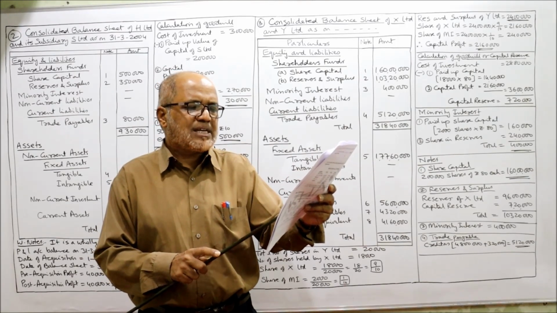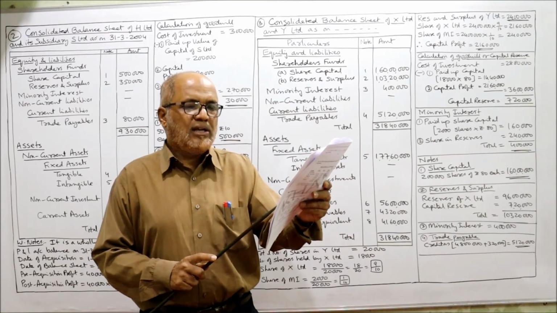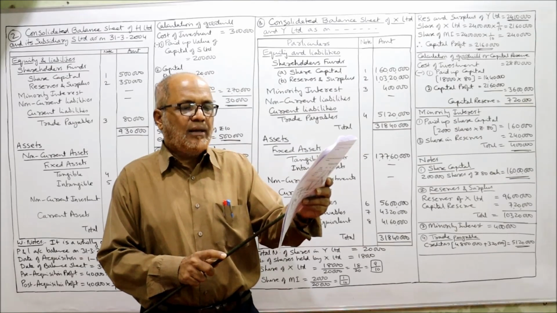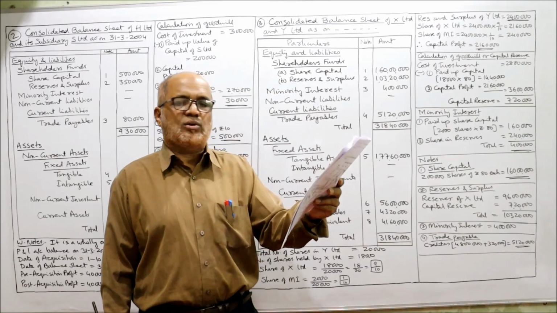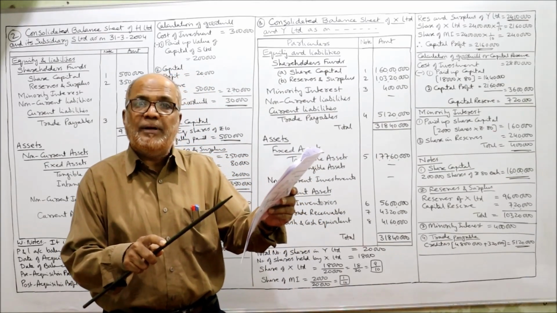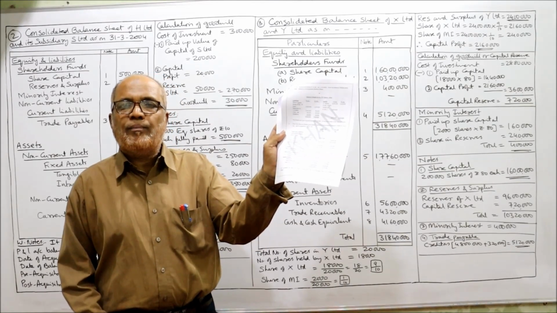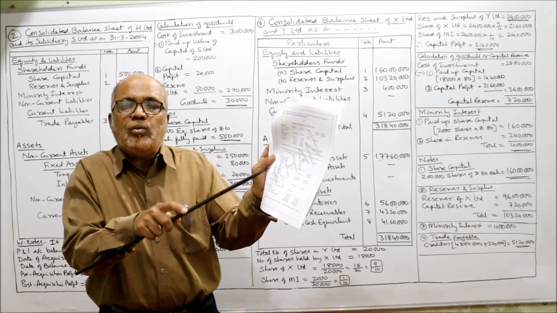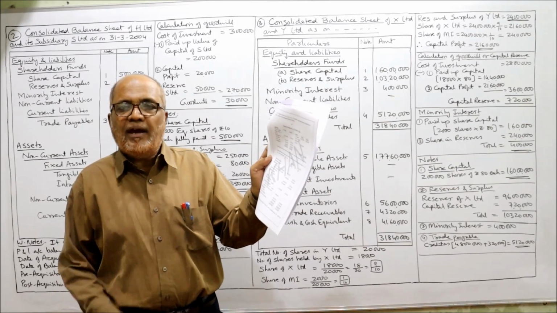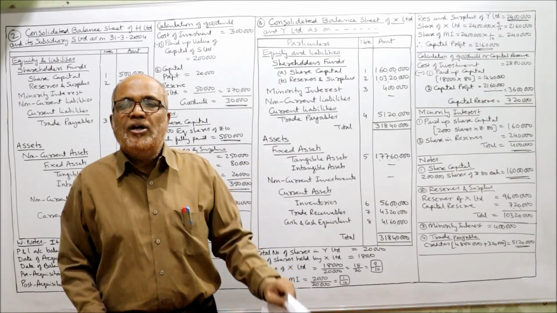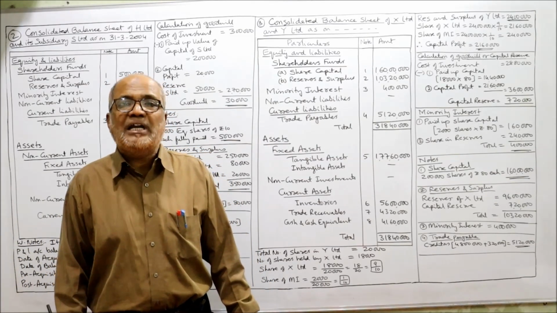Assets, non-current assets, fixed assets, tangible. Both the companies' tangible fixed assets we add up. Non-current investments. Now see here. Shares in Y Limited, 18,000 shares of rupees 80 each at cost, 28 lakh 20,000. How many shares are there in Y Limited? See the liability side. In Y Limited we have 20,000 shares given in the problem. Out of 20,000, 18,000 shares are held by X Limited. So the remaining 2,000 shares are held by outsiders, minority interest.